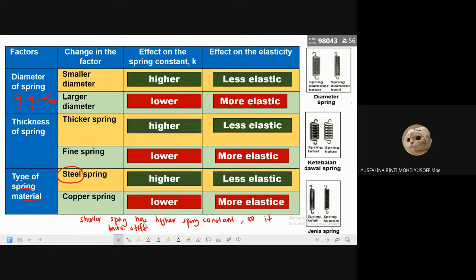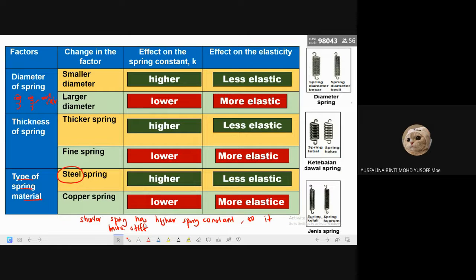So there are four factors. If I want my spring to become stiffer, I choose these. If you want it to be less stiff, then you choose the opposite factors. I just discussed the stiffer case: small diameter of spring, thicker wire or high diameter of spring wire, the type must be steel spring, and a shorter spring.